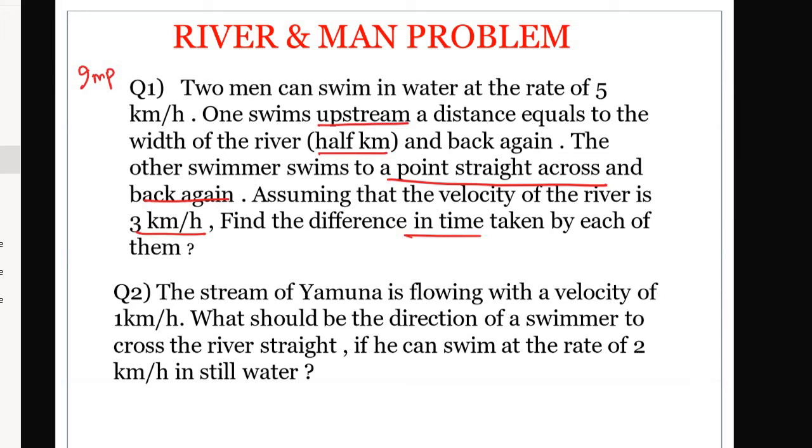So first of all, two men have same velocity, 5 km per hour. The river has width of half kilometer, which is 500 meter, and one is swimming upstream, another is swimming point straight across, and the velocity of the river is given as 3 km per hour. Then I am going to solve it. So please write down the question or take a screenshot of it.